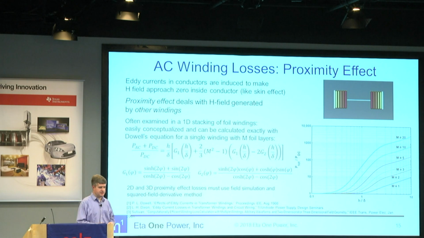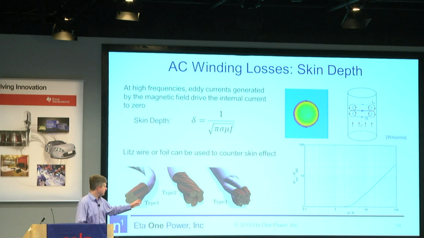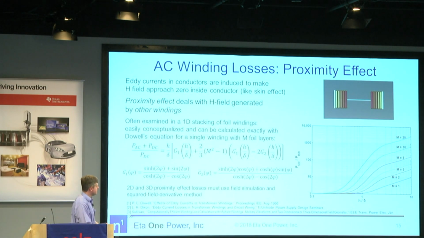And you can use something like a squared field derivative, again Dr. Sullivan's work, to estimate these losses, and that's what ETA-Designer does. It uses a 2D field simulator approach. But anyway, if you look at the chart here, if you compare it with what we had before, where we start seeing effects at 1 or maybe 3, 4, 5 times the skin depth, here we start seeing effects well below 1 times the skin depth. So this proximity effect for many transformers can be dominant over the skin effect.